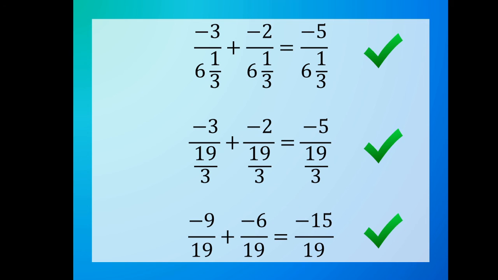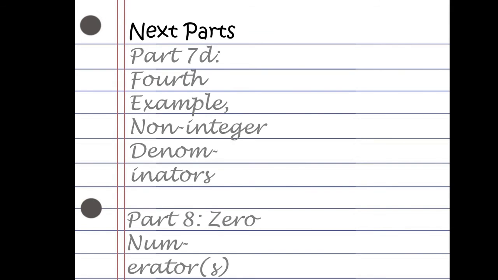The next video in this set of videos is part 7D, which is the fourth example for this case when you include non-integer denominators. If you would not like to watch any more examples for this case, feel free to click on the second link, which includes part 8, which includes when you have a numerator of 0, and it also includes part 9, which includes when you have a denominator of 0.